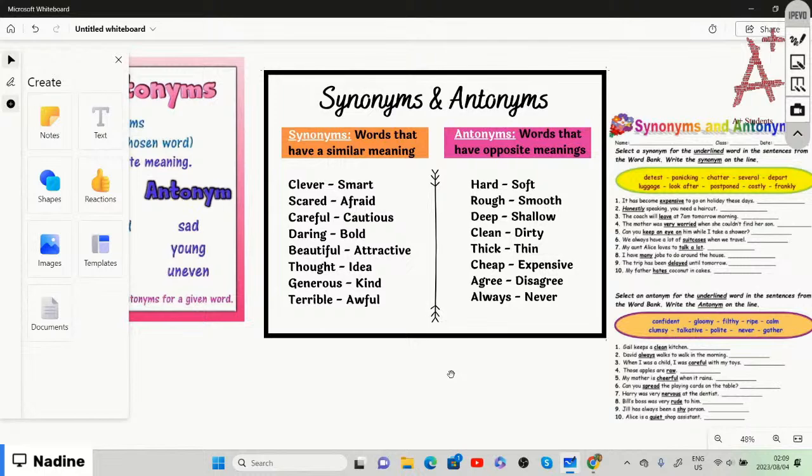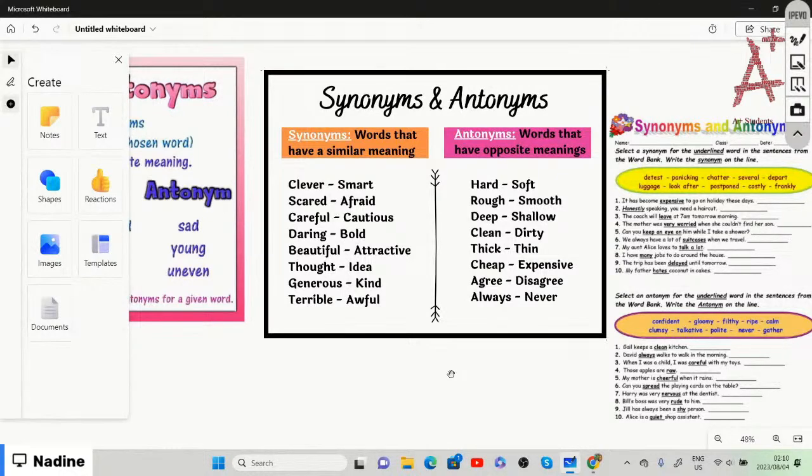Careful: if you are careful, then it means that you are cautious. Daring: if you are daring, out there, then it means that you are bold. Beautiful, another word for beautiful can be attractive. Thoughts are basically our ideas. So thoughts and ideas. Generous: if someone is generous, then they're also kind. And terrible and awful. So these are words that have similar or almost the same meanings.